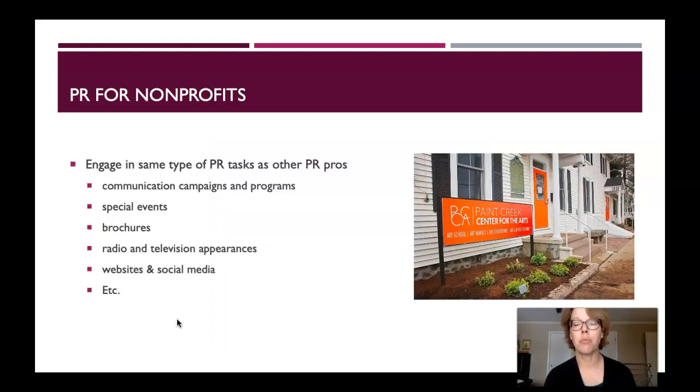Now, PR for nonprofits, you really are using the same type of tasks that a PR pro in any other field would use. You're still communicating about campaigns and programs, conducting special events, putting together brochures, trying to get radio and TV appearances on behalf of your nonprofit. You'll have a website and social media. In fact, using websites and social media is a really good technique for nonprofits because most of them don't have a lot of extra money to spend, and that can be done very effectively and cheaply. So PR professionals can have a really strong return on investment for nonprofits because they're using inexpensive techniques to get information out and to promote their nonprofit.